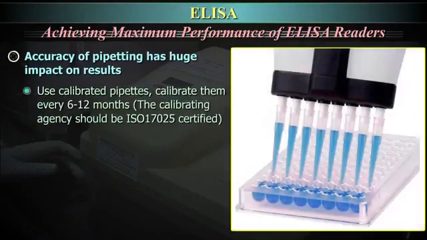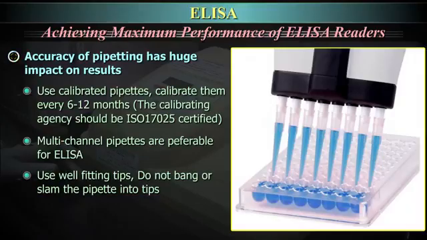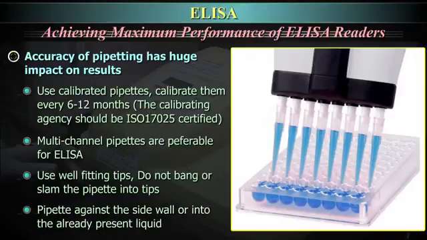Use calibrated pipettes. Calibrate them every 6 to 12 months. The calibrating agency should be ISO 17025 certified. Multi-channel pipettes are preferable for ELISA. Use well-fitting tips. Do not bang or slam the pipette into the tips. Pipette against the side wall or into the already present liquid.